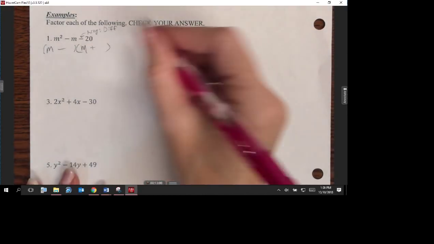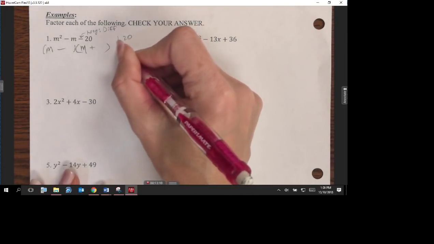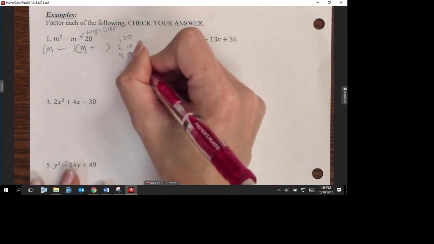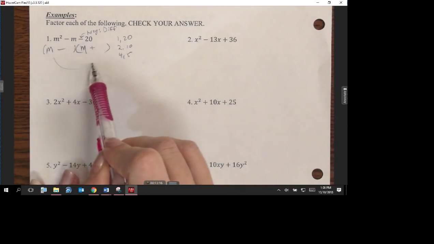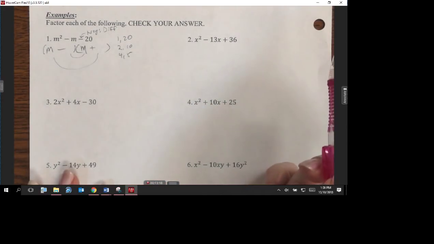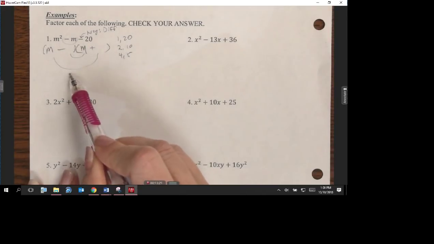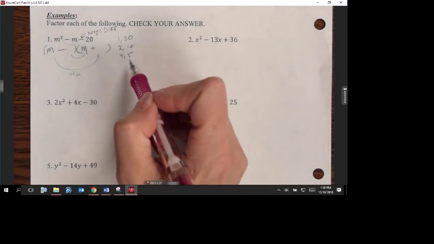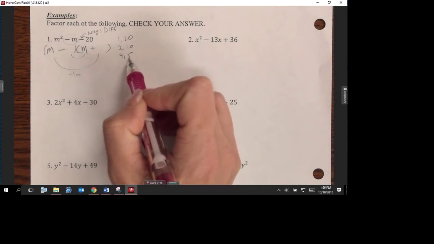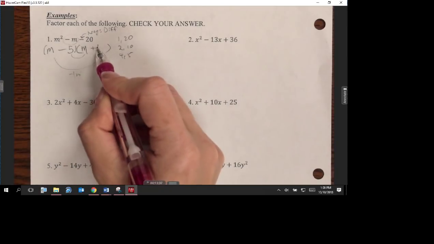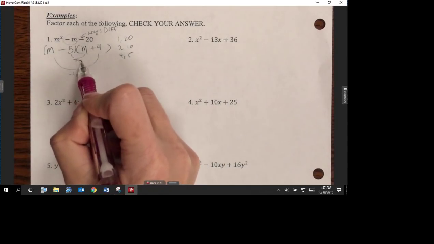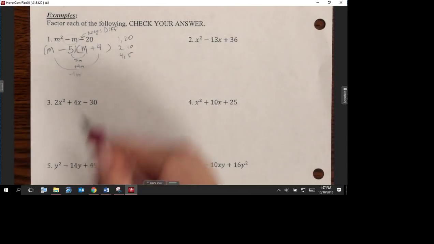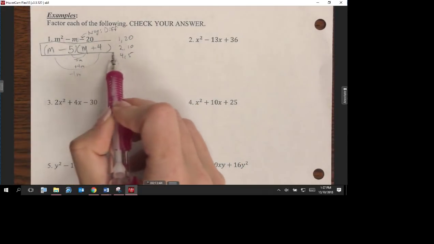And then as I walked around the room, I see a lot of you saying 1 and 20, 2 and 10, 4 and 5. When we multiply this back together, it has to equal a negative 1m. So out of these 3 options, what's the only thing that's going to give you a negative 1? The 4 and 5, they're 1 apart. So which one of those needs to be negative? The bigger number to give me a negative answer. So I can check. Negative 5m, positive 4m, that will add to give me negative 1m.